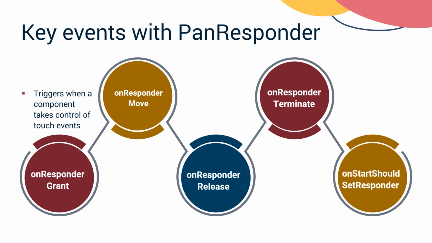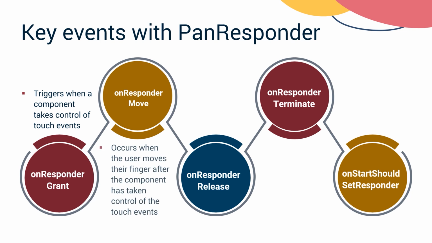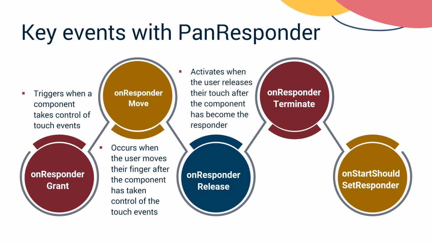The onResponderGrant event is triggered when a component becomes the responder and takes control of touch events. The onResponderMove event occurs when the user moves their finger after the component has taken control of the touch events. onResponderRelease gets activated when the user releases their touch after the component has become the responder. The onResponderTerminate event gets triggered when the component loses control of the touch events, typically because another component takes over, or due to a system event like a phone call.